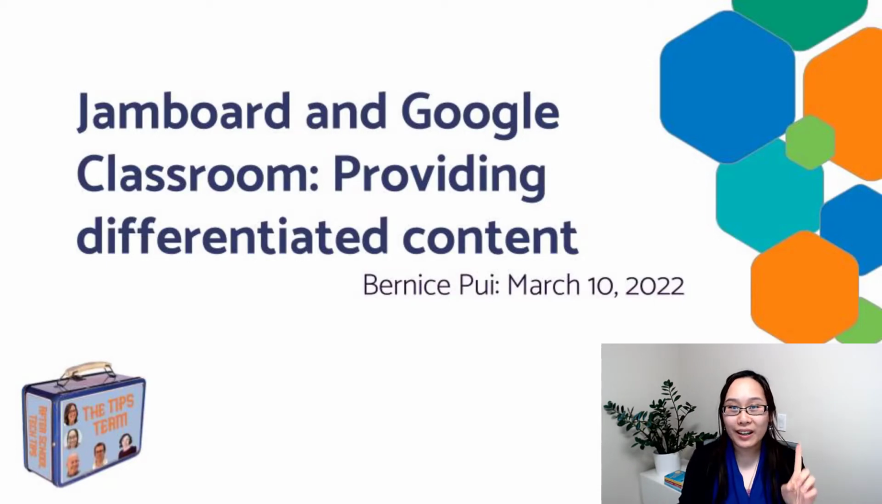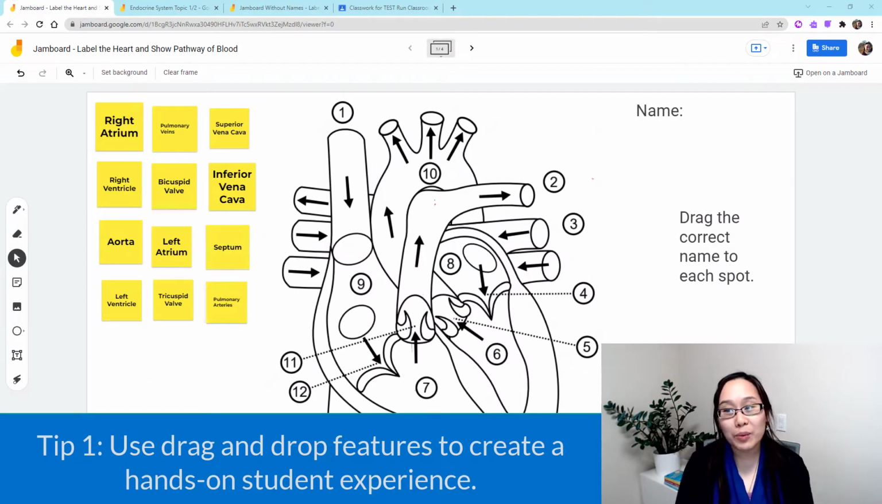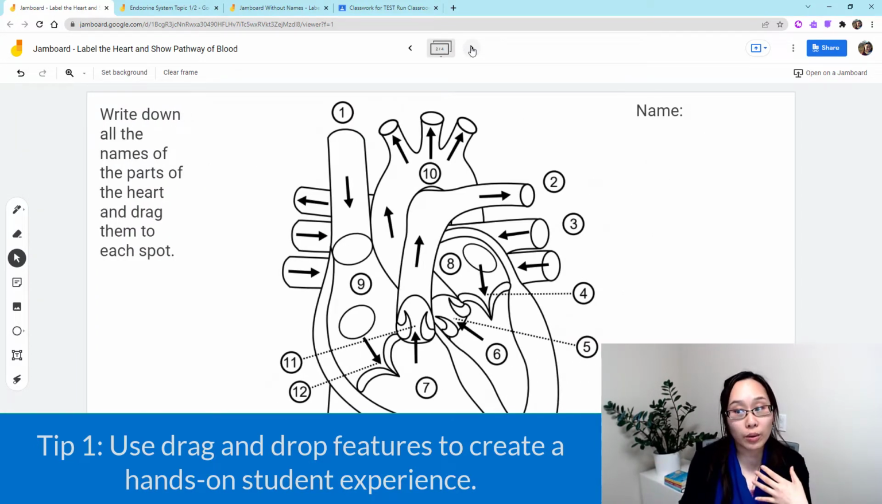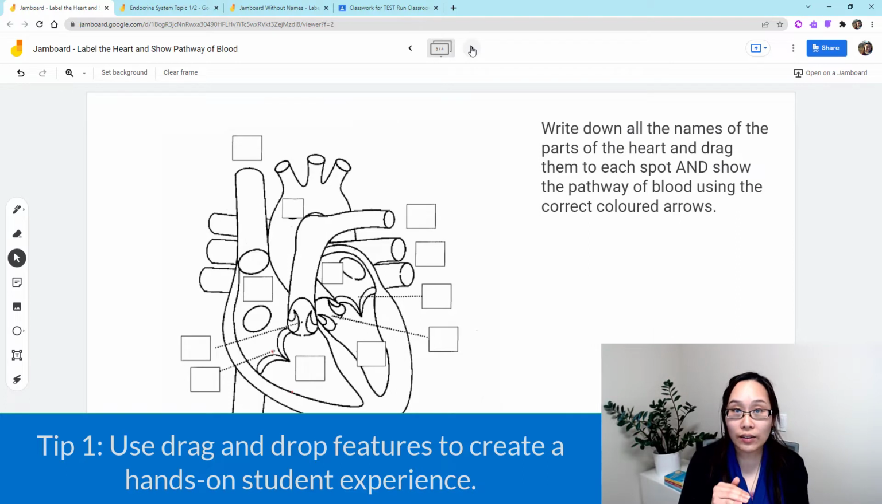So my first tip here is to use the drag and drop features in Jamboard to create a hands-on student experience. You can use these drag and drop features, as you can see, to do matching activities or labeling activities, but this is where the differentiation can come in. Do they need the words already there for them to drag and drop? Could you have them come up with the words on their own? Could you create an extension activity that asks them to do one extra thing? Or could you have them create their own matching or labeling activity altogether?